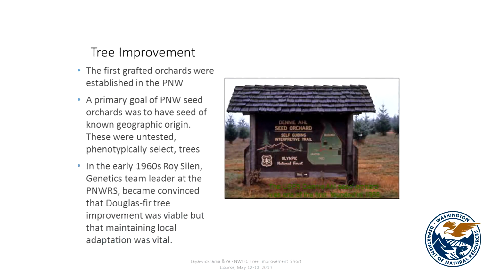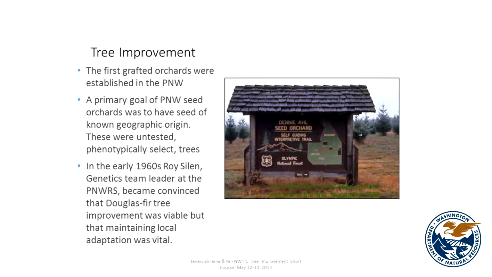So tree improvement in the Pacific Northwest specifically got started in the late 50s and the early 60s, and oftentimes this started with the first grafted orchards. You can see a grafted orchard out here on the Olympic Peninsula. The Denial seed orchard is one of the earliest orchards. And the primary goal of the seed orchards that were established was to have seed of a known geographic origin. But these were typically untested and phenotypically selected trees. And oftentimes another way to refer to phenotypically selected trees is to just call them woods run trees.